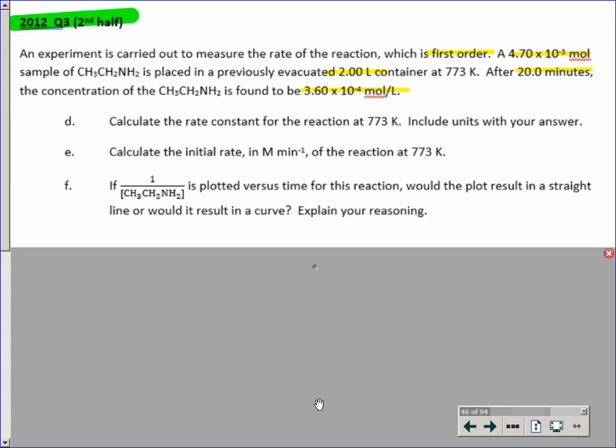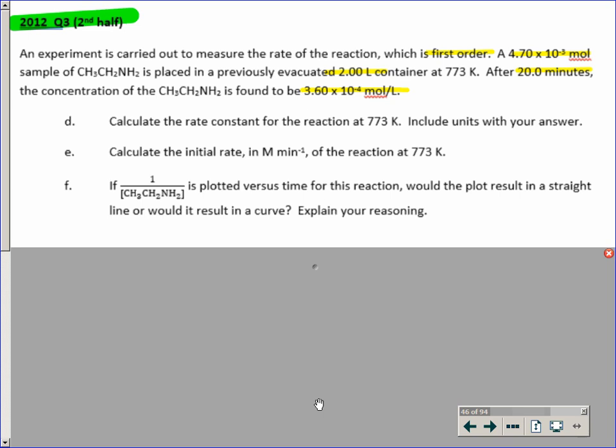All right, so when I was reading this question, the first thing I said was I need to circle first order because they already gave me the answer. I already know a lot about this reaction now. It gave me the initial moles of ethylamine. It gave me a 2-liter container, 20 minutes, and that's the final concentration after 20 minutes. Notice that's moles per liter after 20 minutes. The initial data point was a mole. That's a big difference, right? Especially with kinetics, and we're talking about concentrations.